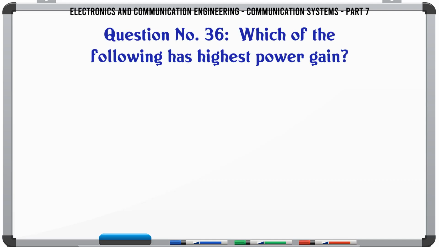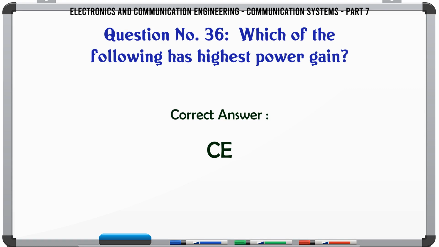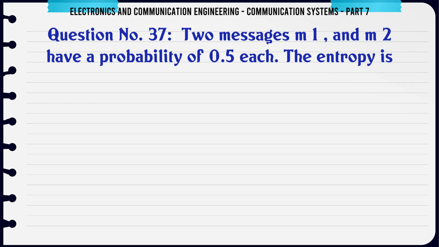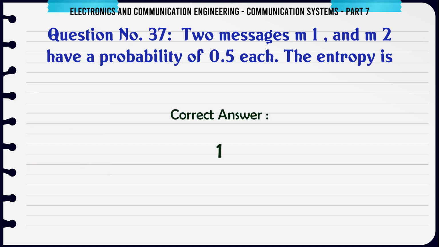Which of the following has highest power gain? A CE, B CC, C CB, D CB or CC. The correct answer is CE. Two messages M1 and M2 have a probability of 0.5 each. The entropy is A 0.25, B 0.5, C 0.75, D 1. The correct answer is 1.